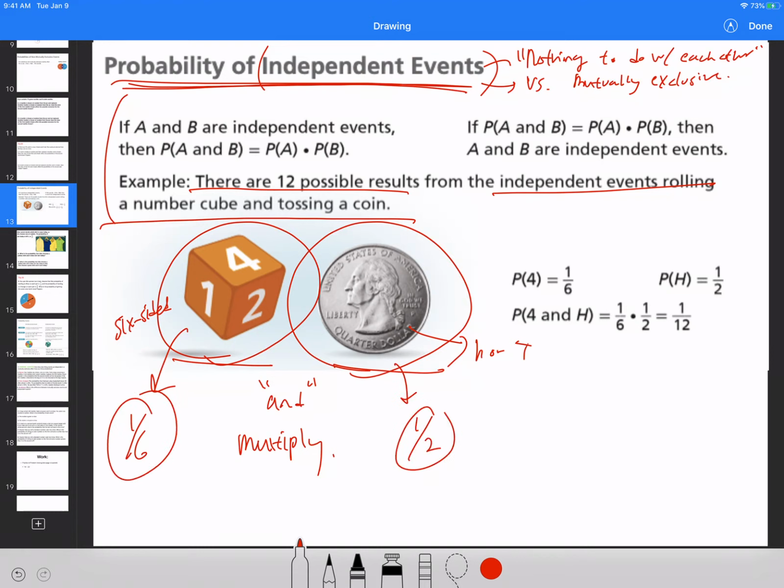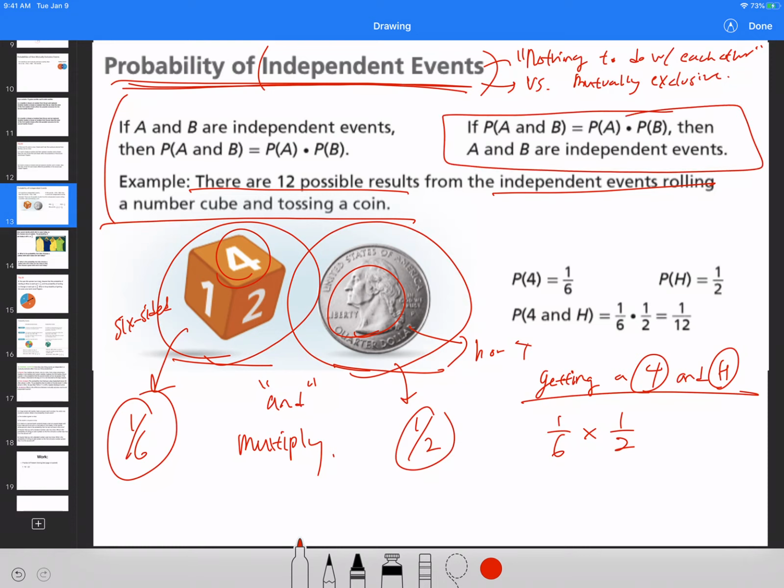So if we're talking about, let's say, getting a 4, like this one, and getting heads, like this one, then the probability of those two happening at the same time will be 1 out of 6, because that's getting a 4. Getting a heads is 1 out of 2, and you just have to simply multiply them. If you multiply them, you get 1 out of 12, so the event of that specifically happening is 1 out of 12, which is shown for you also right here.